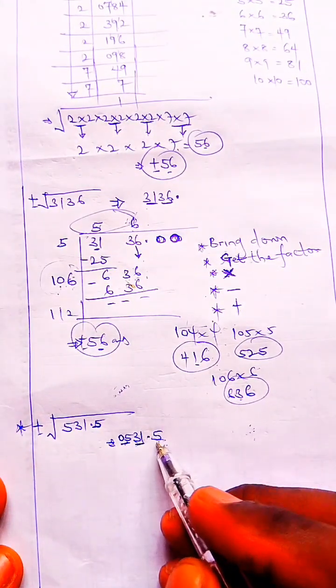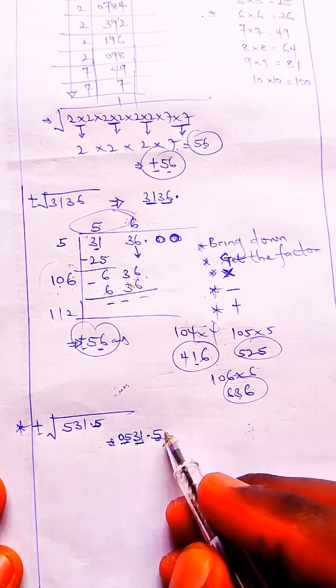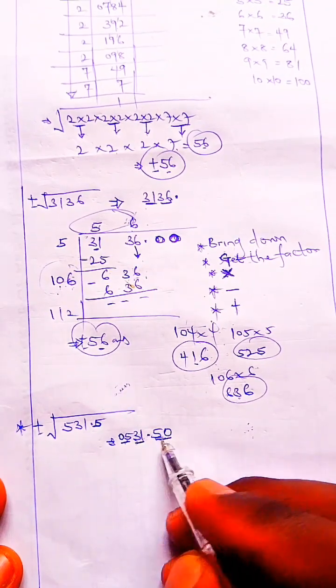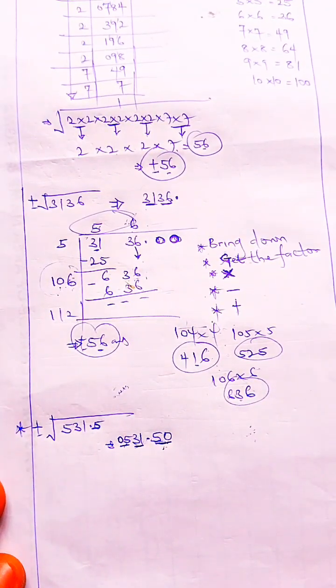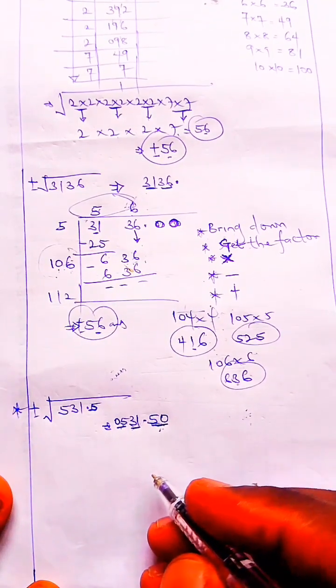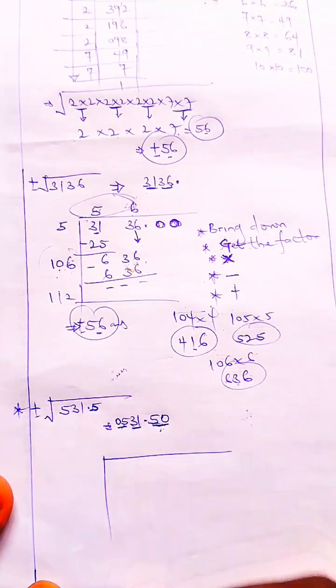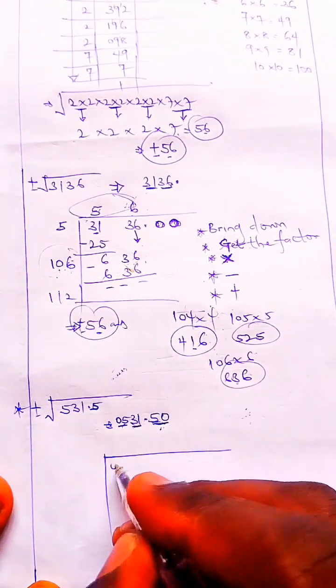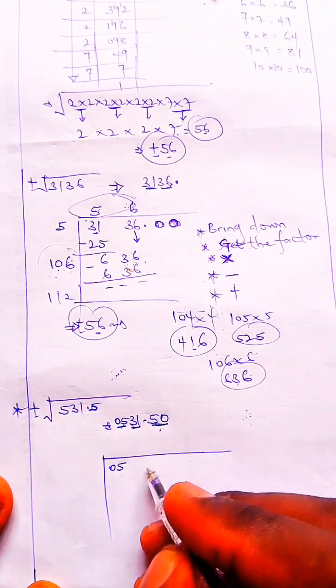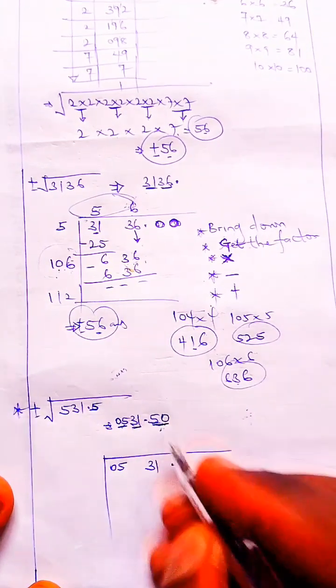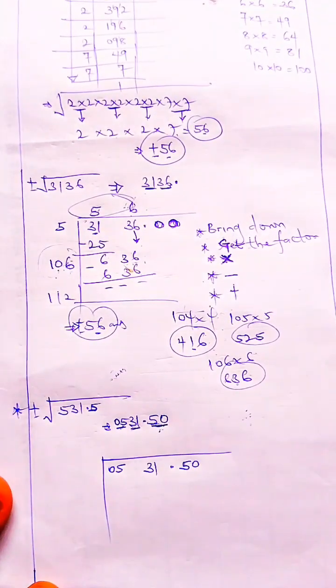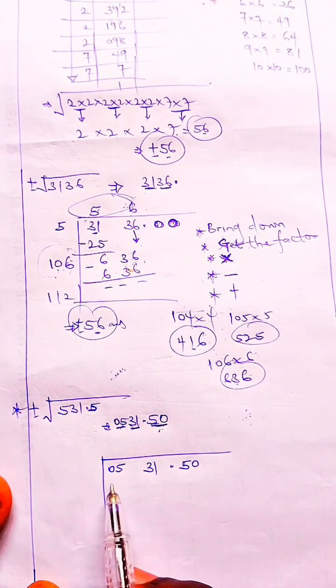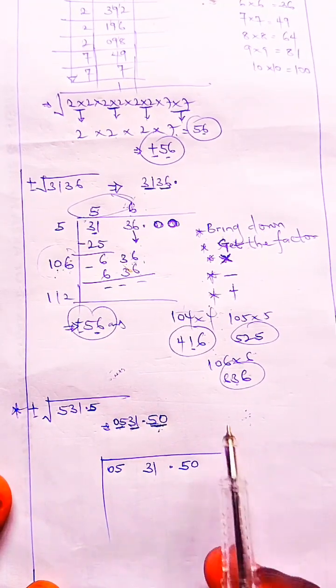So we start with the decimal fraction. 5 is the closest to the point. This 5 has no partner. Add a 0 to it, 50. So now we know what we're going to be working with. Draw your table like this. The first is 05, and after that 31, point, and after that 50. So now, as you can see, the first is 05. So you can go check your table.